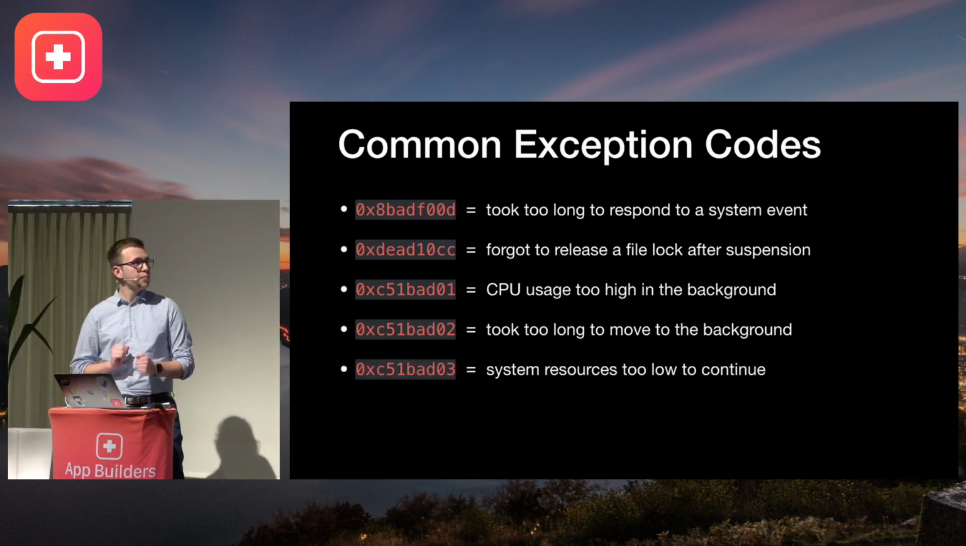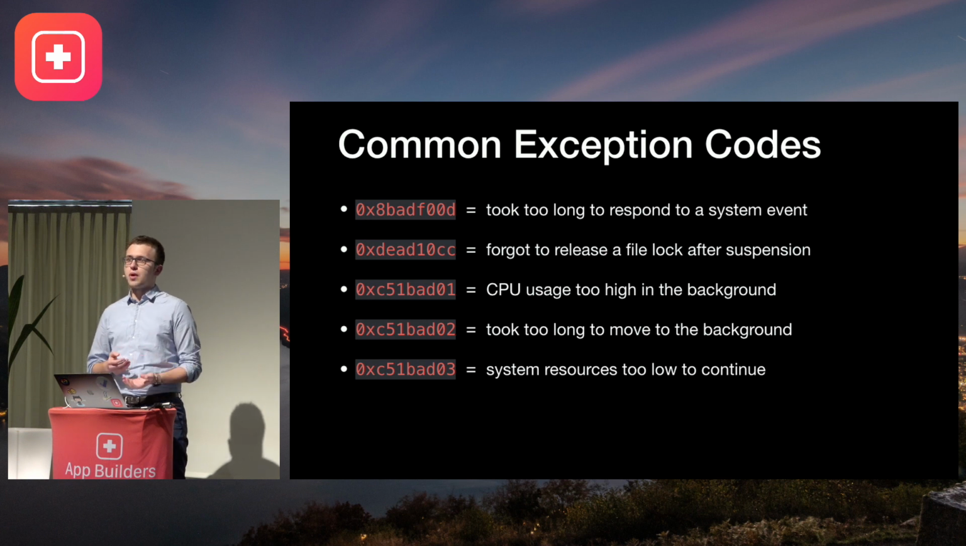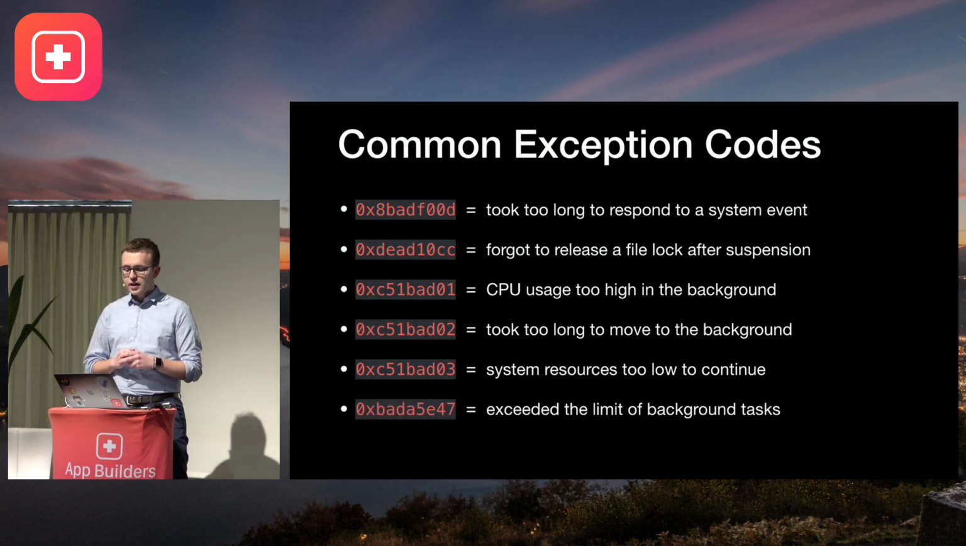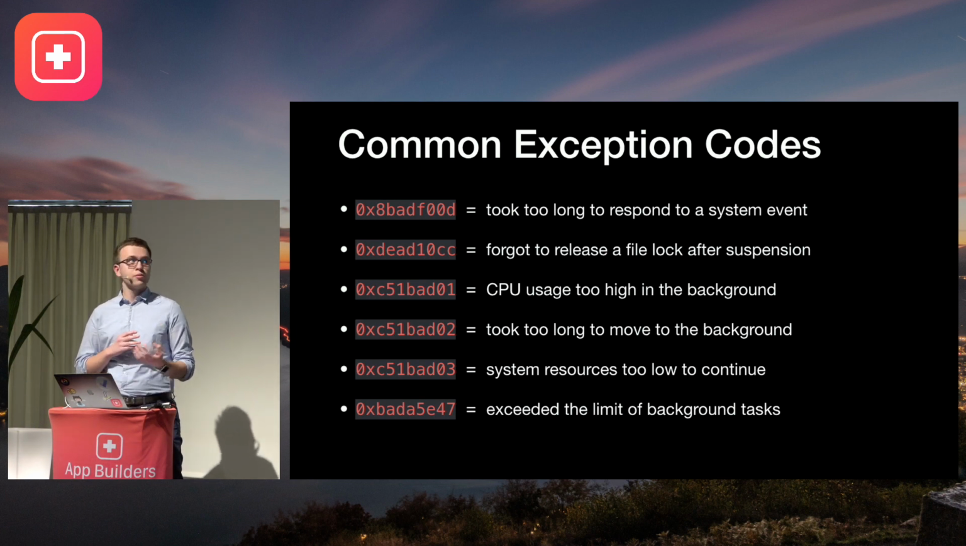And the latest one in the family, bad03. Usually, with this code, the app was not terminated because you did something wrong, but rather because the system was under a lot of pressure. And this is a normal part of the app lifecycle. And if you have this, it's usually not worth spending too much time investigating. And finally, bad A5E47. This one is reported when you hit the limit of possible background tasks. We will have a look at a possible solution for this case a bit later in the presentation.